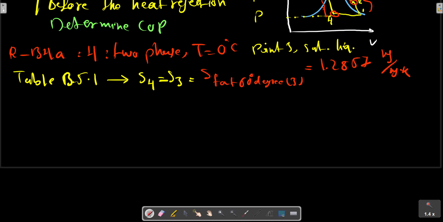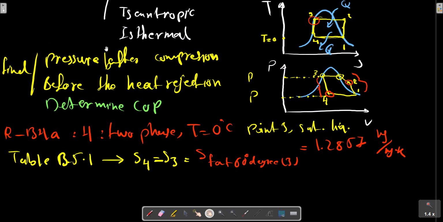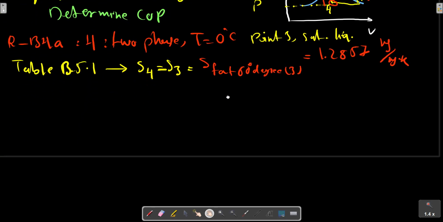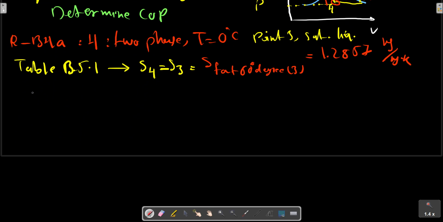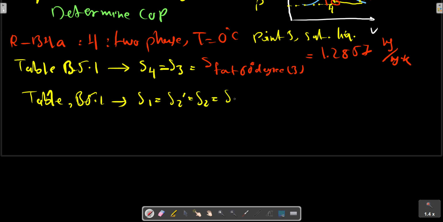So again we can extract point 1, saturated vapor, 2 and 2 prime. From the table, saturated vapor, S1 equals S2 prime equals S2 equals Sg, saturated vapor at 0 degrees centigrade.